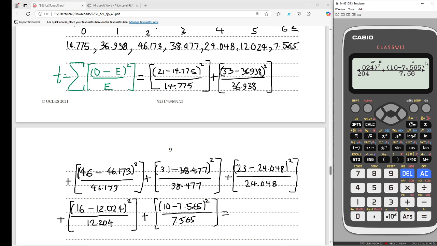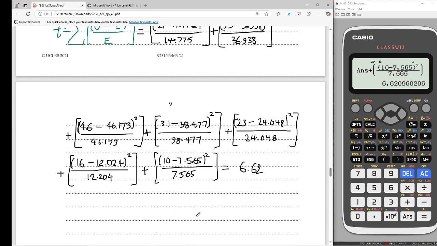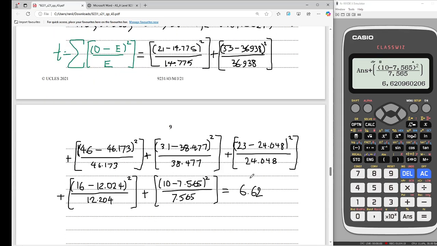Okay, looks like our value is too big to fit in the calculator, so I'm just going to reduce our last term. We get this, and then we add this with our final term, 10 minus, okay wait, this also needs to be in bracket, so 10 minus 7.565, whole square that, divided with 7.565, which is equal to 6.62. Okay, now this is what we have for the test statistic.